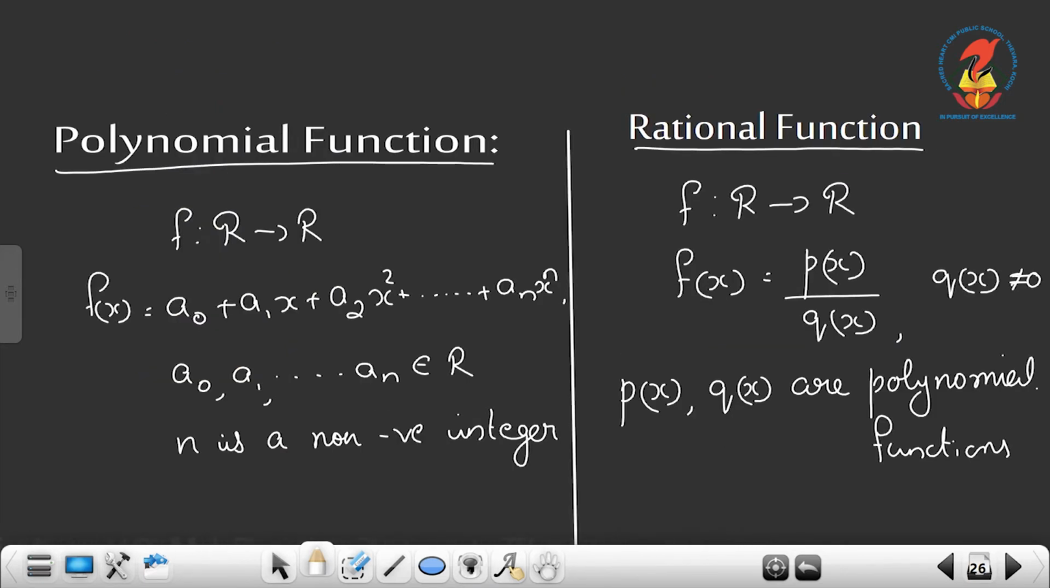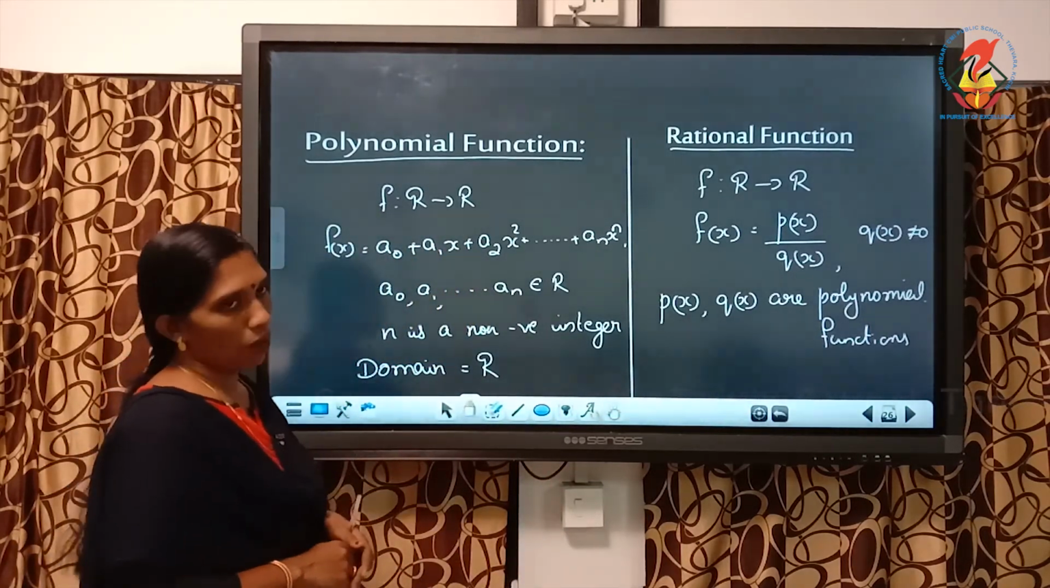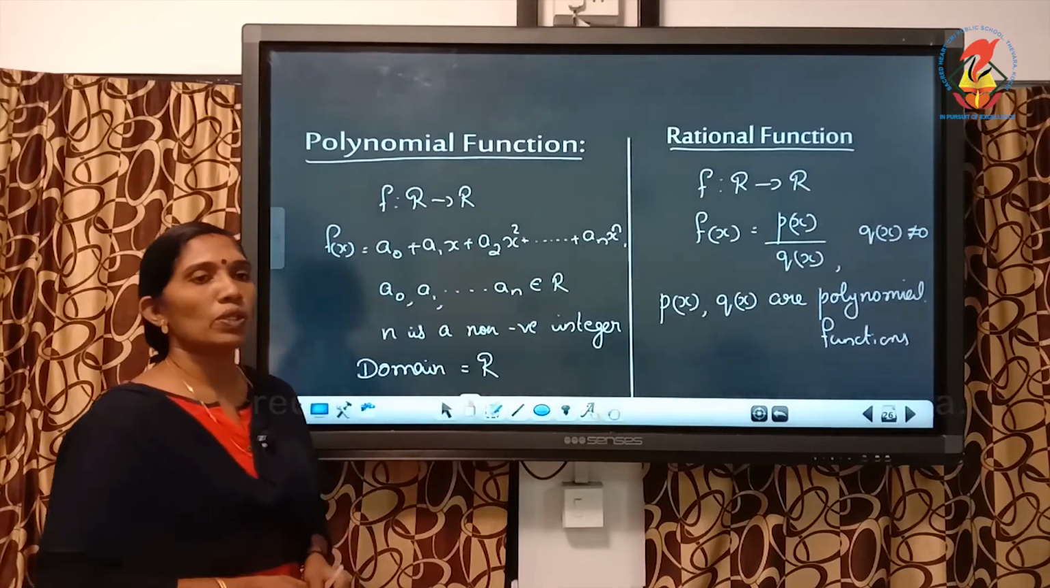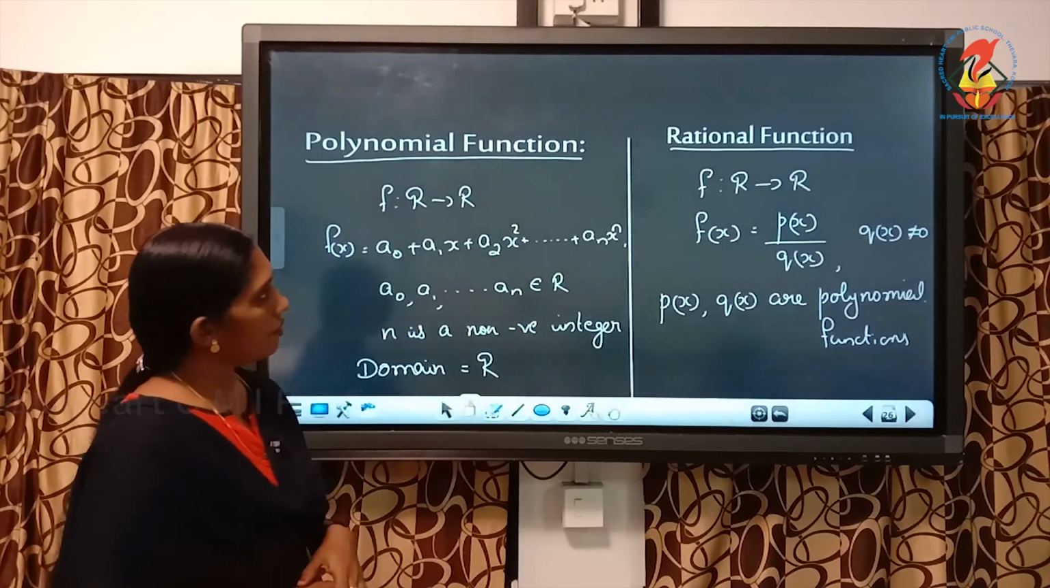Now, the polynomial function and rational function. Polynomial function from R to R: a0 plus a1x plus a2x square, etcetera, up to an x raised to n, where these are all real numbers and n is a non-negative integer. Domain is R, but range we can't generalize. Then the graph also depends on the nature of the polynomial. In your textbook, y equal to x square and y equal to x cube, both graphs are given, so that you can refer.